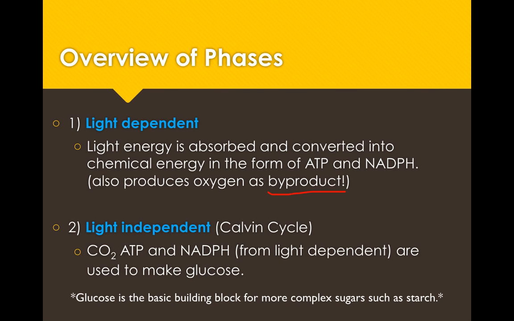The second phase is light independent, also known as the Calvin cycle. This is where CO2, ATP, and NADPH come into the reaction, and they're used to make glucose. And glucose is that basic building block for more complex sugars such as starch and other polysaccharides.